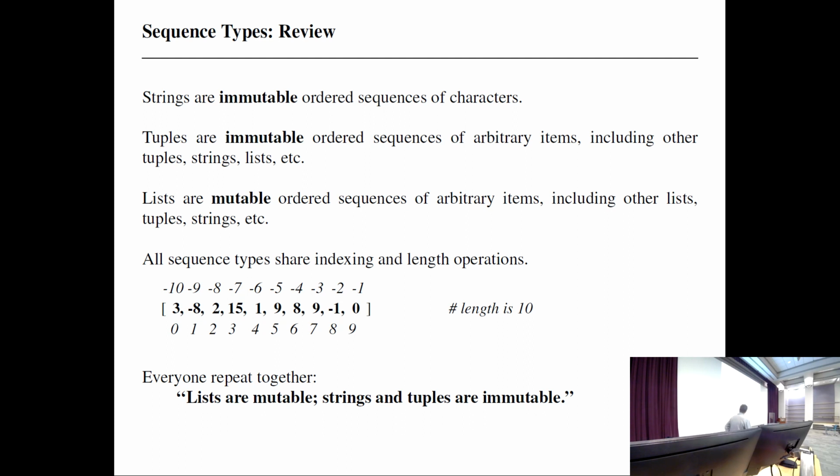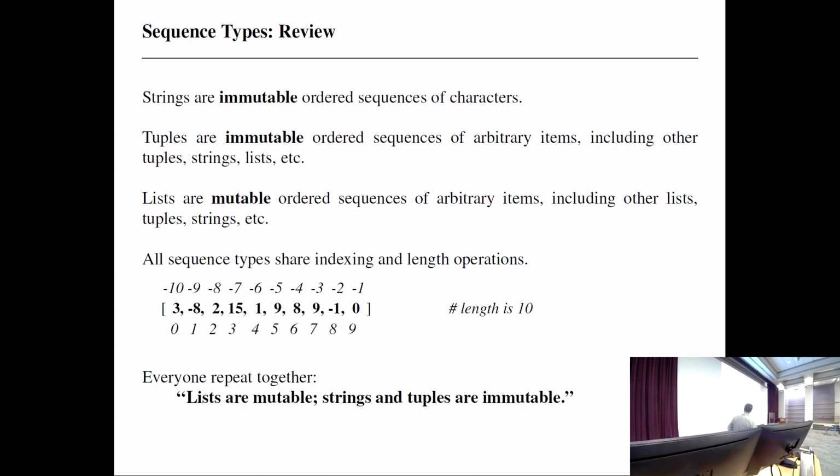So, strings are immutable, tuples are immutable. This is an ordered sequence of characters, that is strings of length 1. This is an immutable ordered sequence of arbitrary items, including anything else you want. Lists are analogous to tuples, but they're mutable. And all sequence types share indexing and length operations.